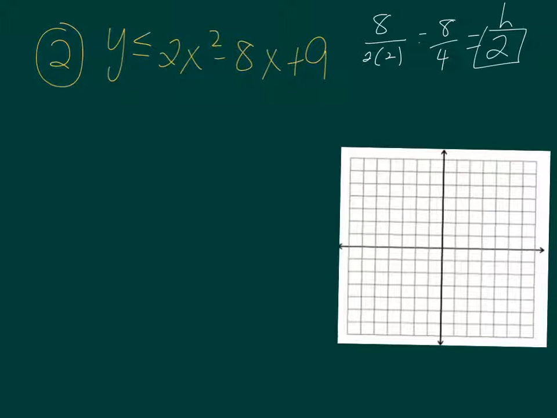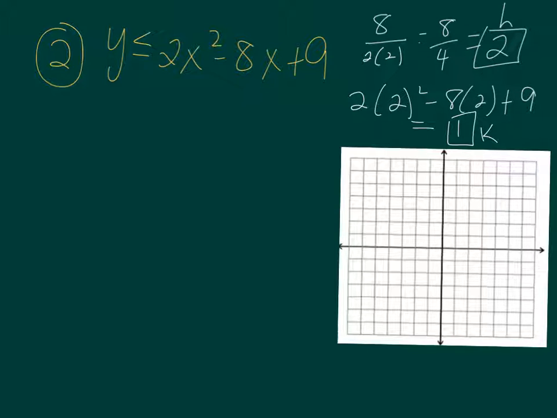And then I have to take that and I have to plug that back in for the x's. So I get 2 times 2 squared minus 8 times 2 plus 9. Okay, so if you calculate that, you get a 1. Okay, so that'll be my k value.